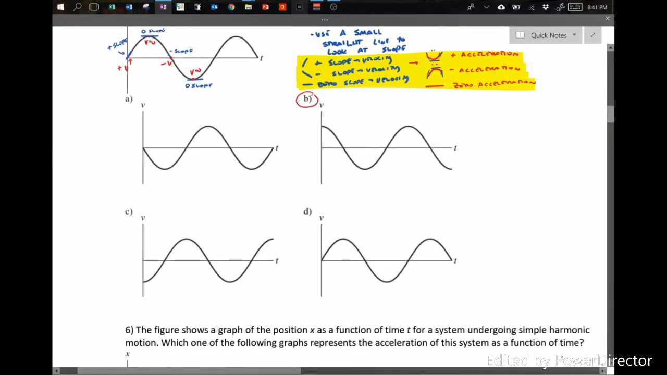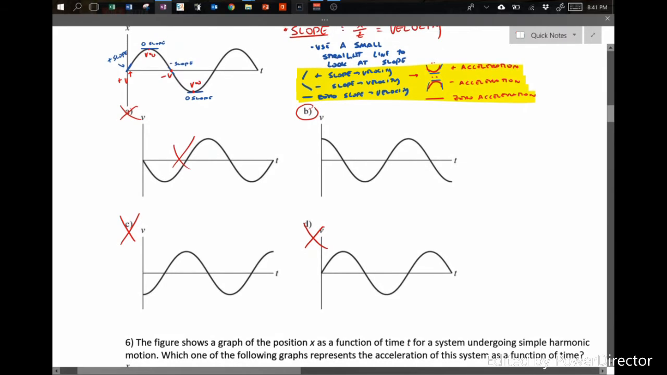B is the only one that has a positive velocity at the very beginning. A does not, it starts off with a 0 velocity. C does not, it starts off with a negative velocity, and D does not, it starts off with a 0 velocity. But let's just make sure, just in case, that it works. So that shows a positive velocity, this shows a 0 velocity, that shows a negative velocity, that shows another 0 velocity. That's the exact same pattern that we saw up here in the position versus time graph.